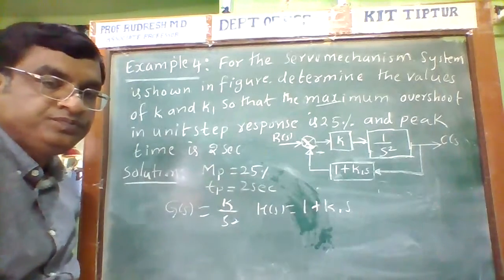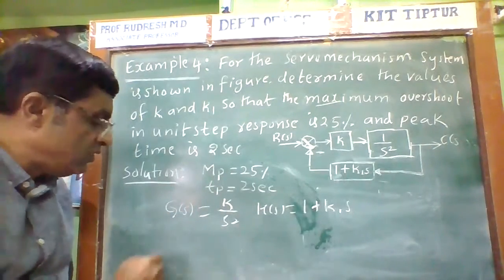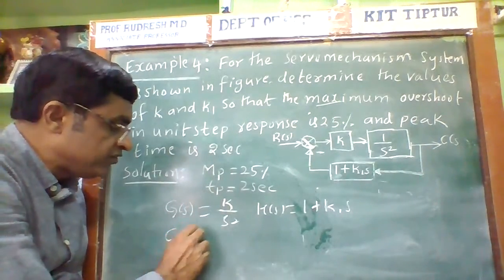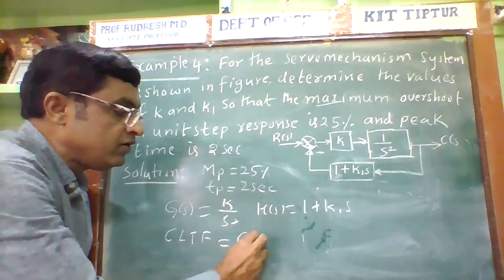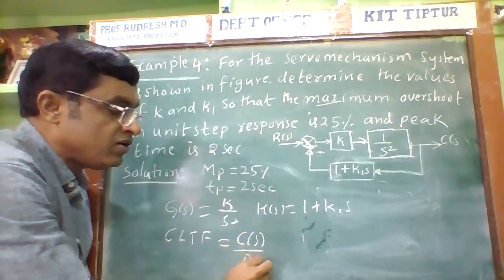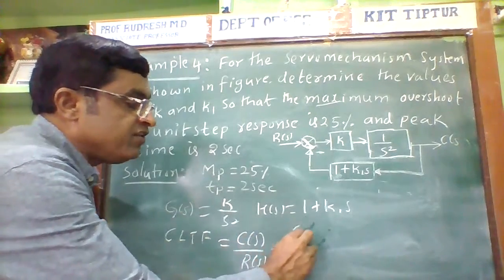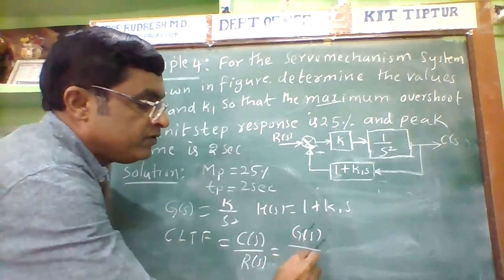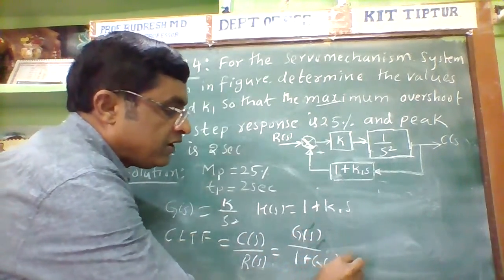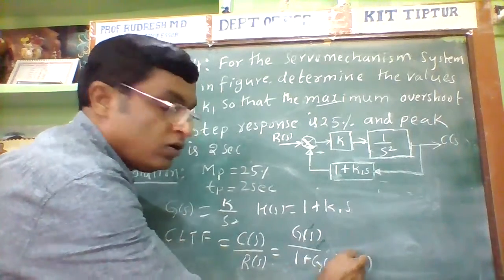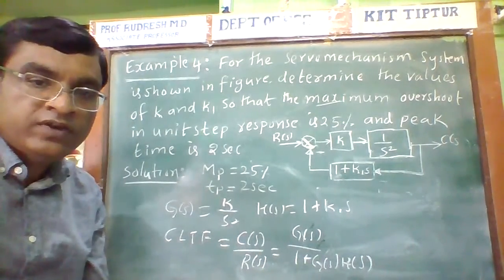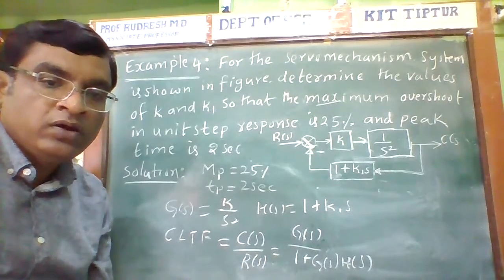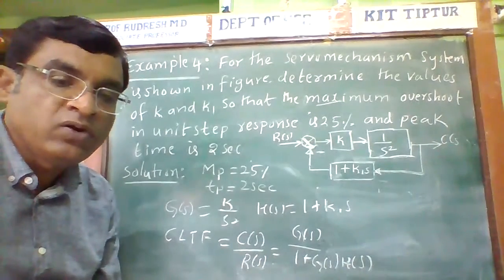From the G(S) and H(S) values, we need to find out the closed loop transfer function of the given system. What is the closed loop transfer function? C(S) divided by R(S) is equal to G(S) divided by 1 plus G(S) into H(S). This is the standard equation of the closed loop transfer function of the closed loop system.